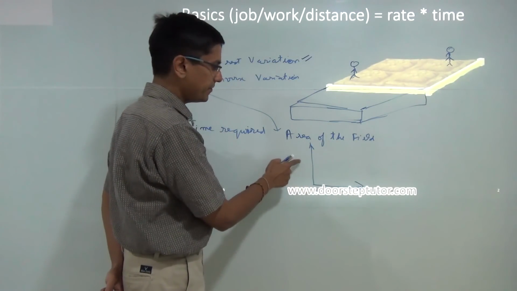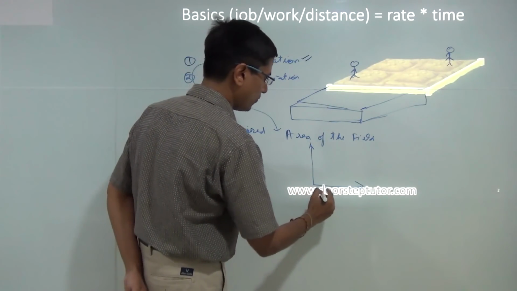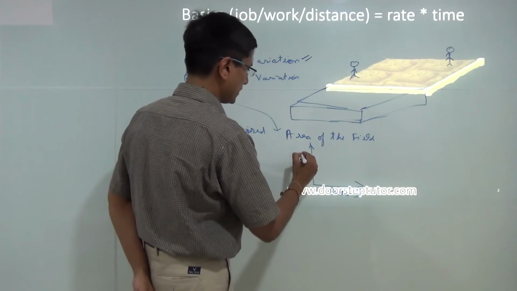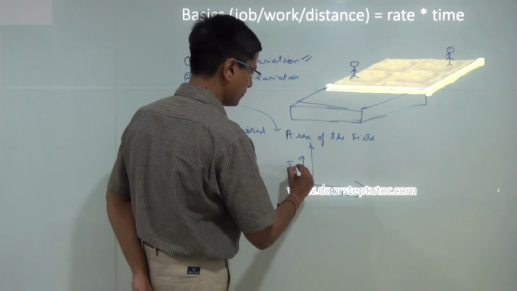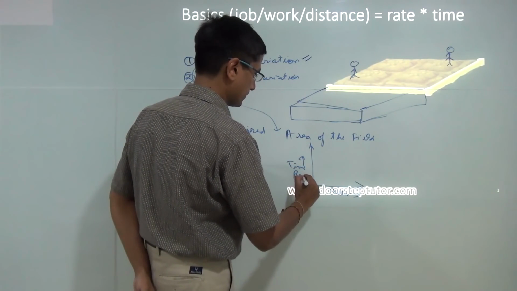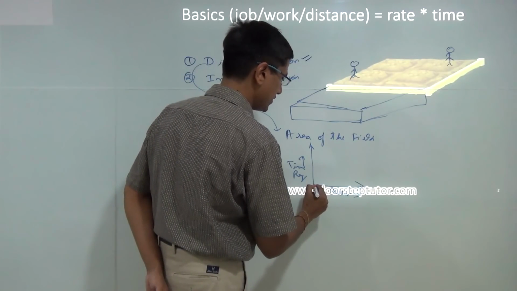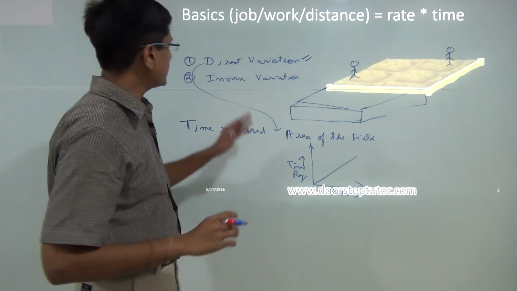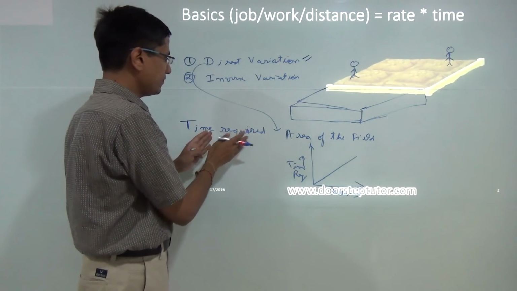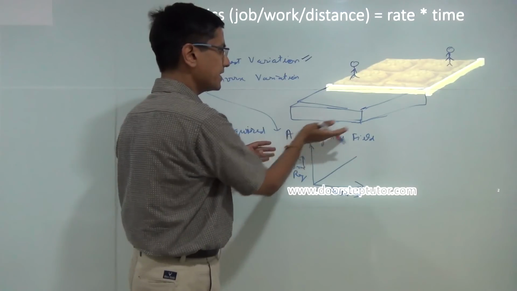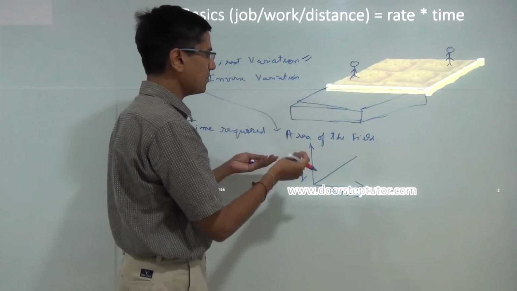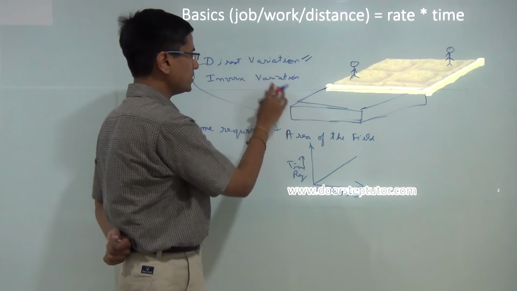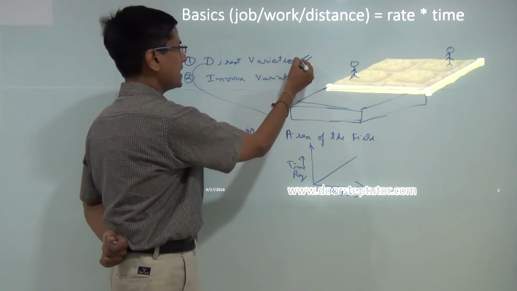We can plot this. If we had to draw this relationship on a graph, this is how we would draw. If this is area, and this is time required to work on the field, then this would be a straight line. Very simple, right? This is a relationship in which if one quantity increases, the other also increases proportionally. Such a relationship is known as direct variation.